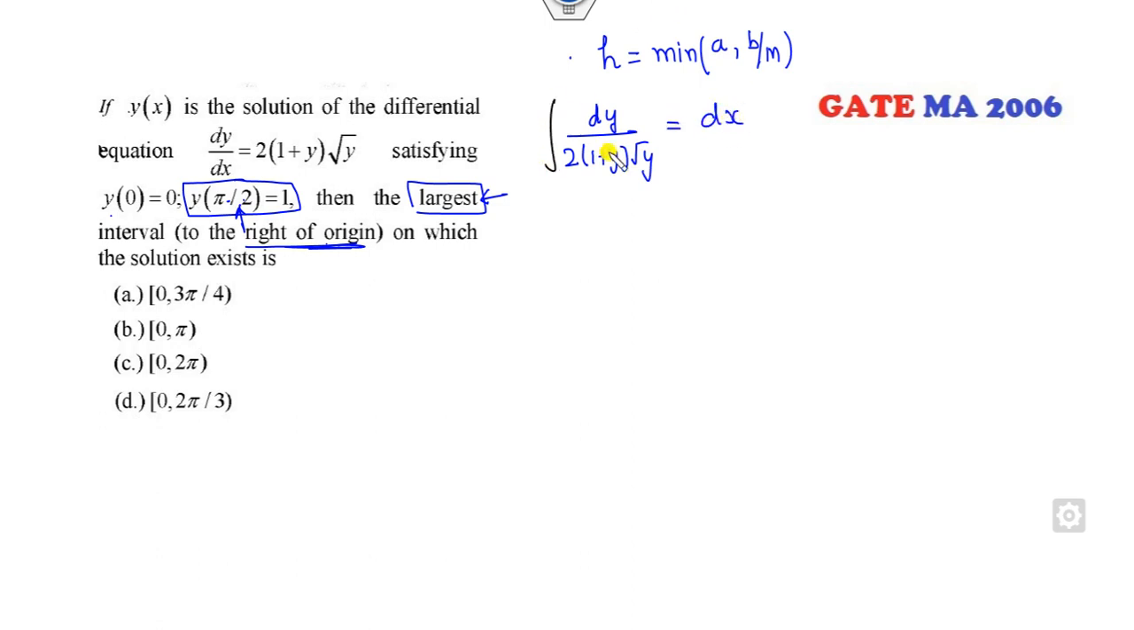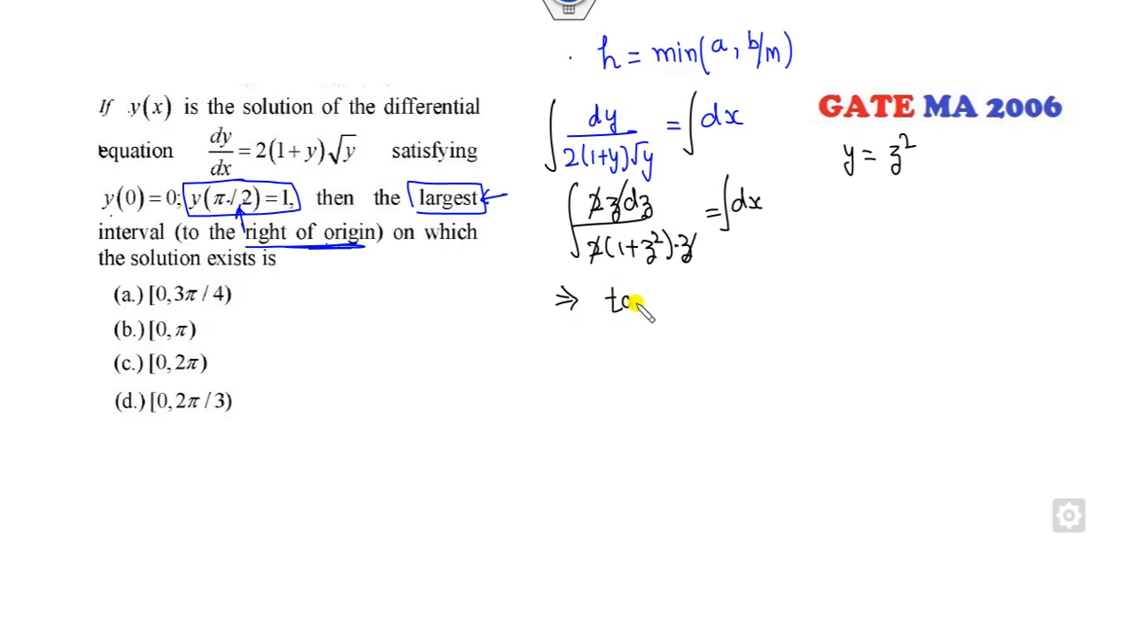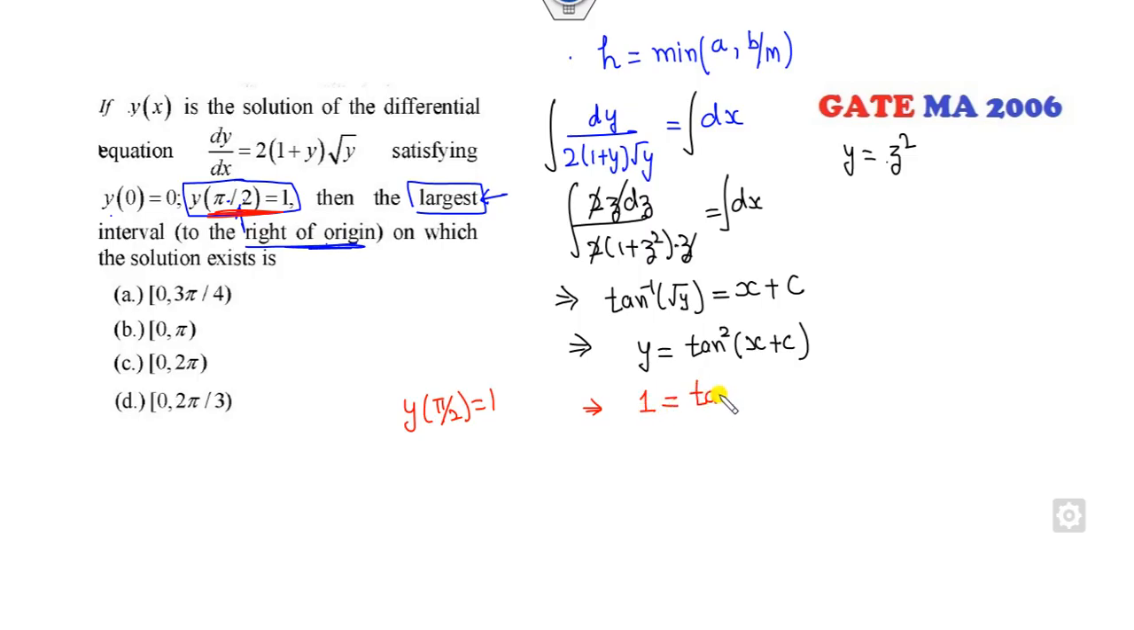Fine. Now I can simply take y is equal to z square. So what is that? It's 2z dz over 1 plus z square into z is dx. Fine. So z will be cancelled out. It's tan inverse z, and z I can substitute from here as root y, which is x plus c. So y is tan square of x plus c. Fine. Now since y of pi by 2 is 1, that will give you 1, which is equal to tan square of pi over 2 plus c.